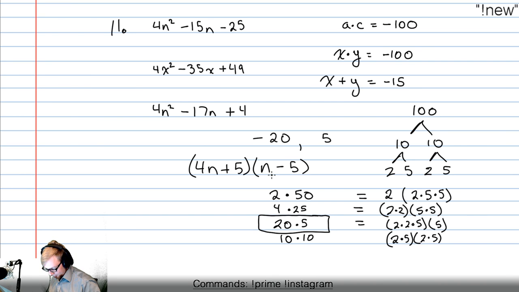I thought we weren't supposed to have a plus and a minus for two different factors. Why not? What are you talking about? Oh wait, never mind. I was looking at it before I combined the 4n and the 5. I'm second guessing myself.